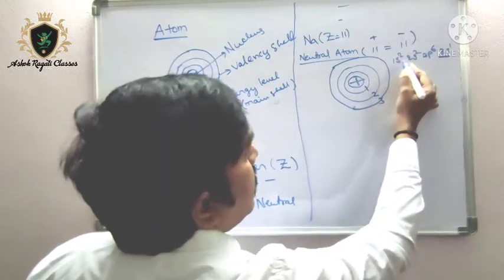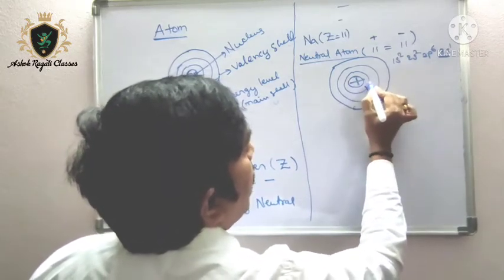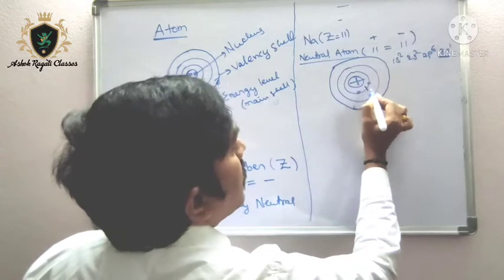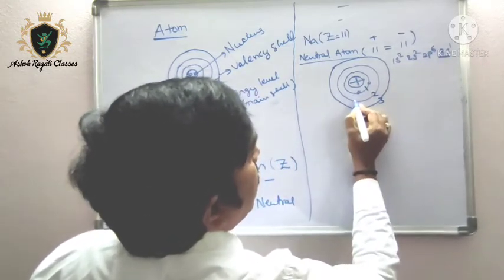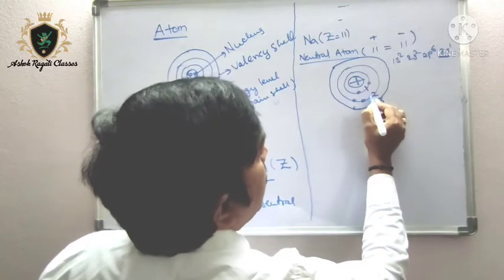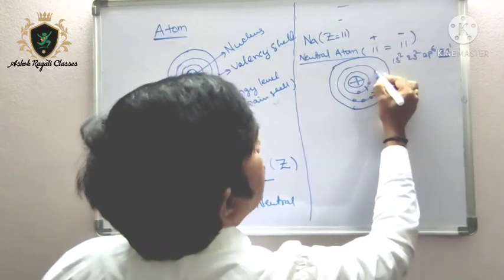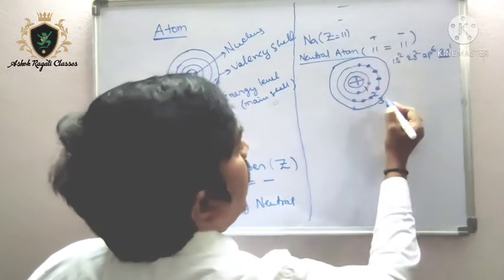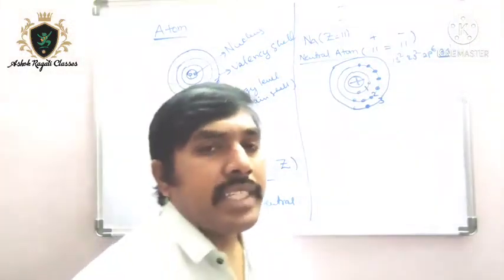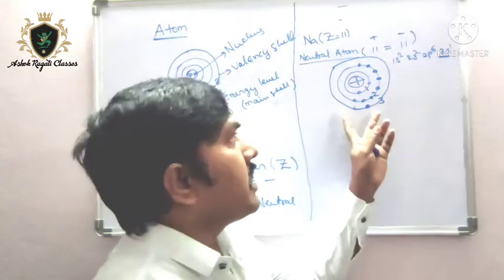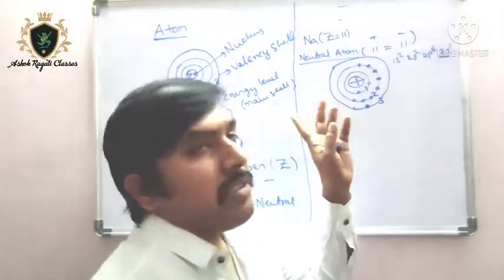In the first shell, how many electrons are there? 2 electrons. Second shell, 2 plus 6, 8 electrons: 1, 2, 3, 4, 5, 6, 7, 8. And the third shell has 1 electron. So this is about a neutral atom of sodium.